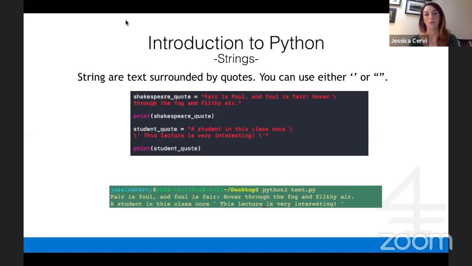So although both types of quotes are accepted in Python, I encourage you to use double quotes just to avoid mistakes. And as you see here, the slash that I have at the end of some of my strings that I've defined here is just an escape character to make the code more readable if you're defining more strings.